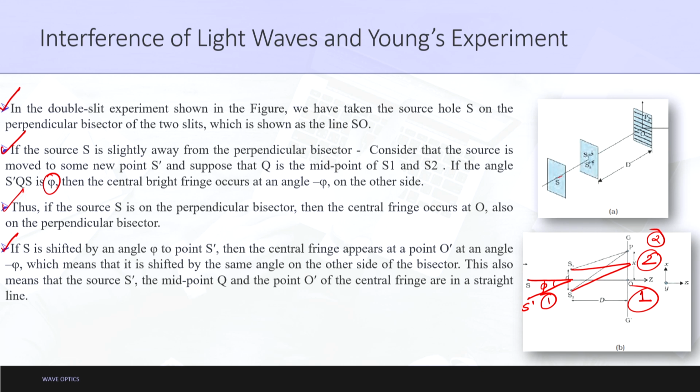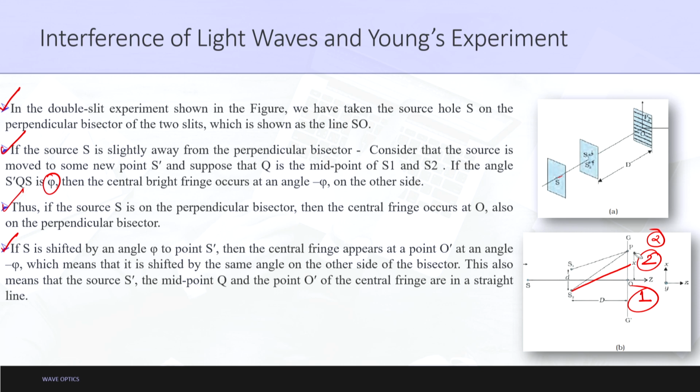If S is shifted by an angle phi to the point S dash, then the central fringe appears at a point O dash at an angle minus phi, which means that it is shifted by the same angle on the other side of the bisector. This also means that the source S dash, the midpoint Q, and the point O dash of the central fringe are in a straight line.